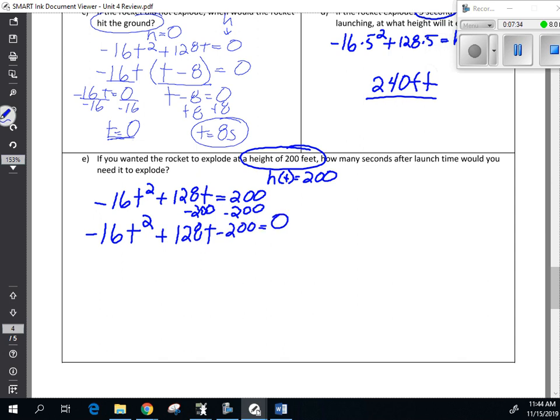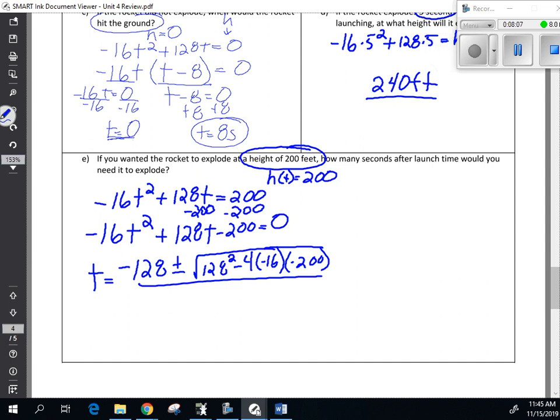You could use graphing for this, but for this particular problem, you're going to use the quadratic formula. So you're going to do t is equal to negative 128 plus or minus the square root of 128 squared minus 4 times negative 16 times negative 200, all divided by 2 times negative 16. You can throw all of this in your calculator. Good.